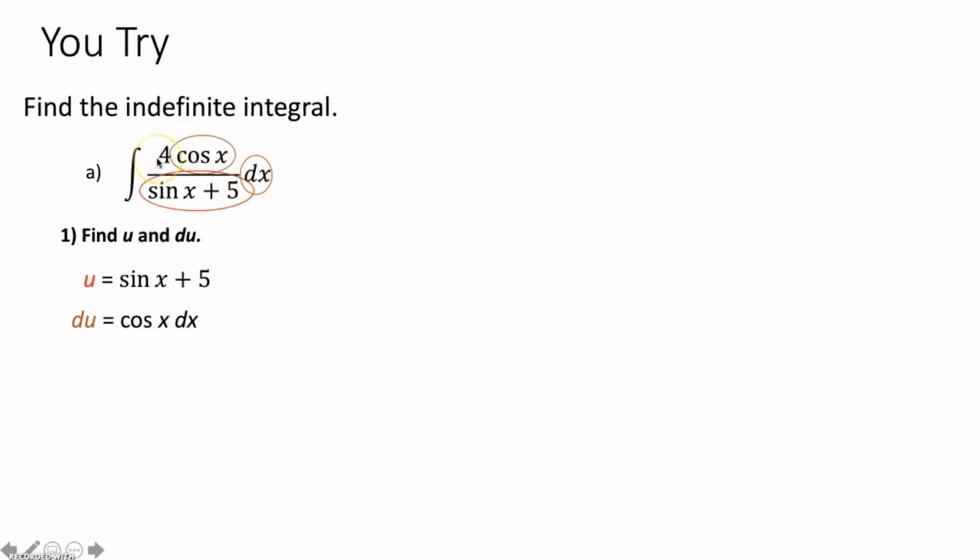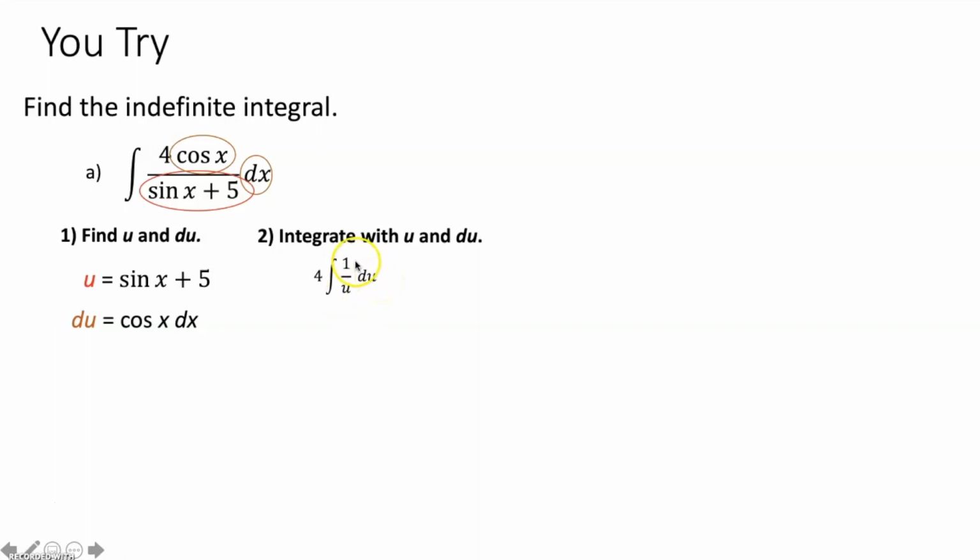Now what about this 4? Well, remember, this is just a constant being multiplied to our function. So technically, we could take that 4 and just move it out front of the integral sign. Then we can rewrite this integral in terms of u and du. We're going to substitute u in for sine of x plus 5. Du is going to go in for cosine of x dx. Now we have our integral that we can integrate in terms of u and du.